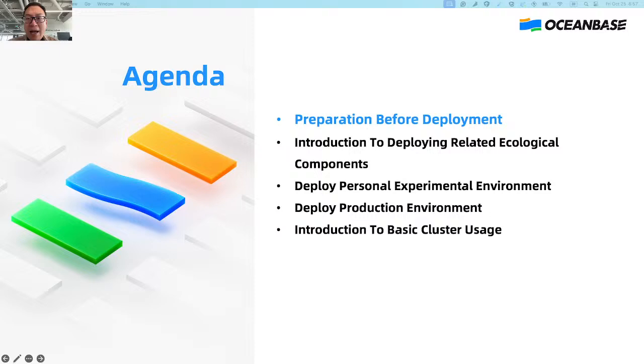This session will be explained in 5 parts. The first part is deployment preparation, which mainly talks about server initialization. The second part is the introduction of deployment-related ecosystem components, which mainly introduces the functions of 3 deployment tools. The third part is the deployment of a personal experimental environment. It should be emphasized that a personal experimental environment must not be used directly in a production environment.